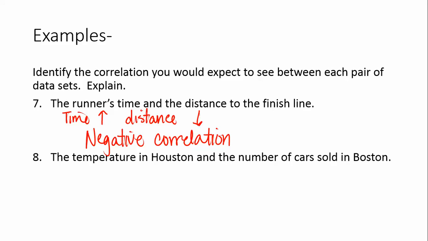That's a negative correlation. And for example 8, we're discussing the temperature in Houston and the number of cars sold in Boston. So as the temperature goes up or down in Houston, what's happening to the number of cars that are sold in Boston? And hopefully you're recognizing that this is no correlation. It'd be really difficult to try to connect those two situations, since to start with we're not even in the same city or the same state even. So no correlation between the temperature in Houston and the number of cars that are sold in Boston.